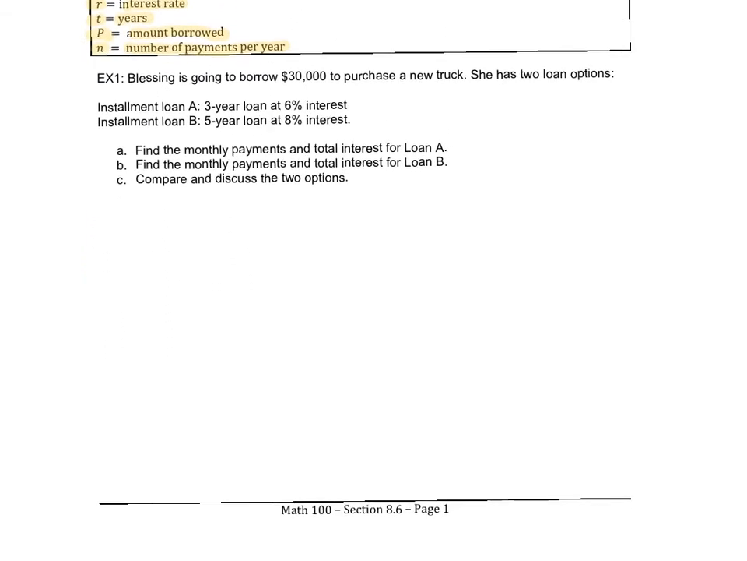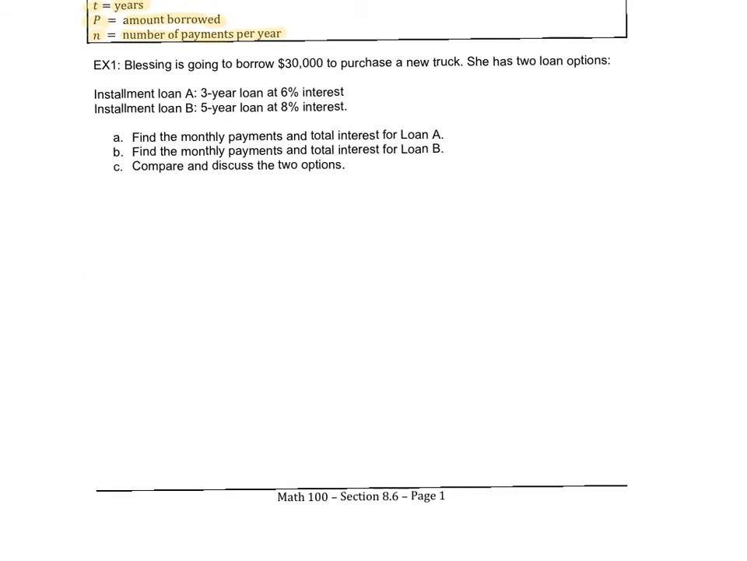Example 1, Blessing is going to borrow $30,000 to purchase a new truck. She has two loan options. Installment loan A would be a 3-year loan at 6% interest. Installment loan B would be a 5-year loan at 8% interest.